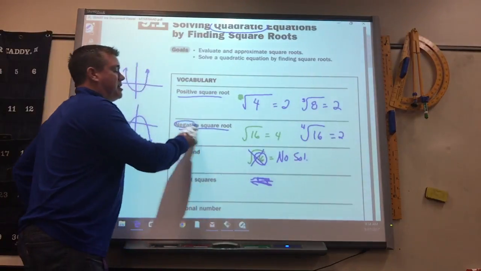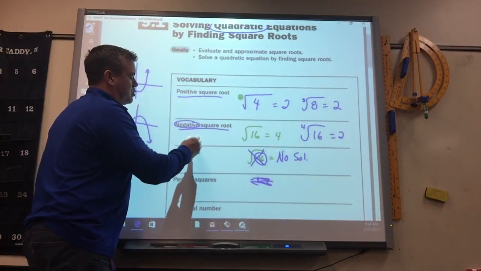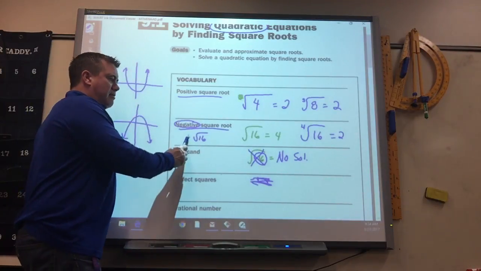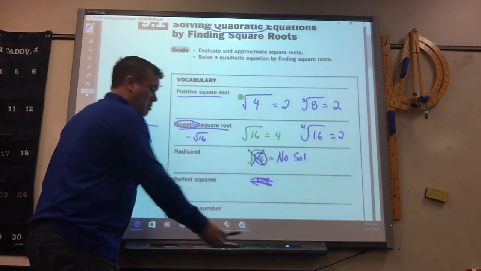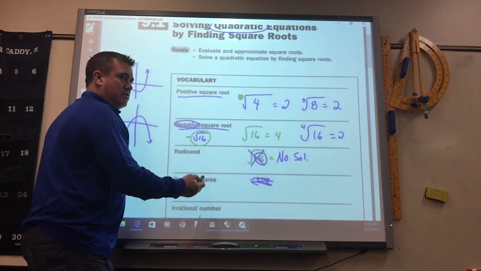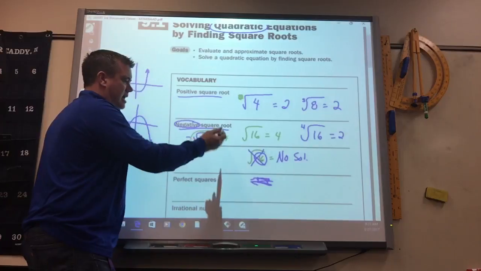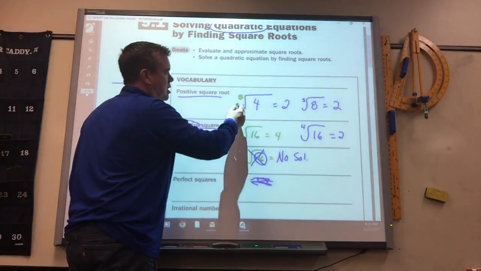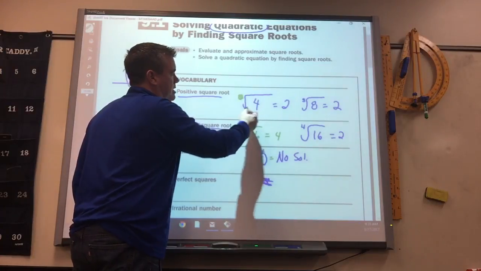When they write it like this, that just means the negative is on the outside. You can have a negative on the outside, you can't on the inside. Because if you figure this out, this is 4, and then the negative just stays there. Positive square root just means there's nothing in front. It's a positive.